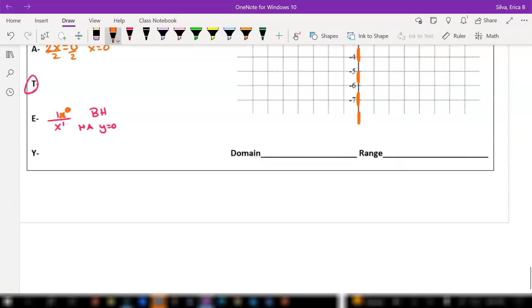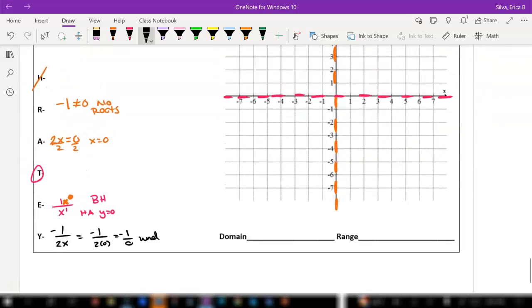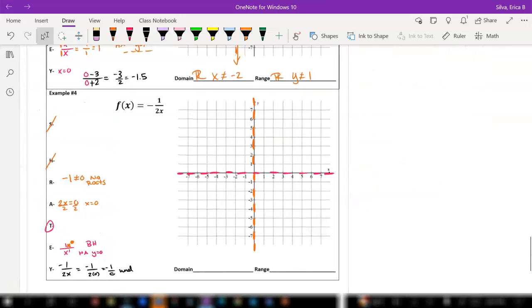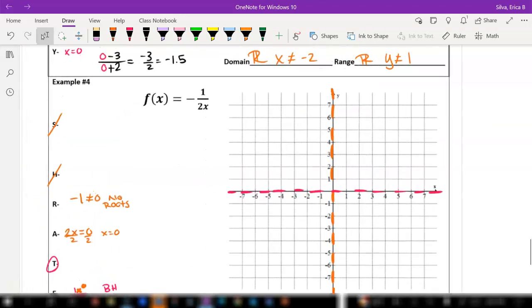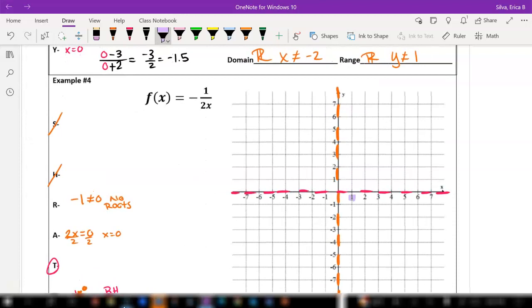And then we look for our y-intercept by setting the x equal to 0. So our original equation is negative 1 over 2x, and negative 1 over 2 times 0 is negative 1 over 0, which means it's undefined. And it's undefined because of that asymptote that is there. So now let's find some test points. Let's look for 2 points to the right and 2 points on the left.